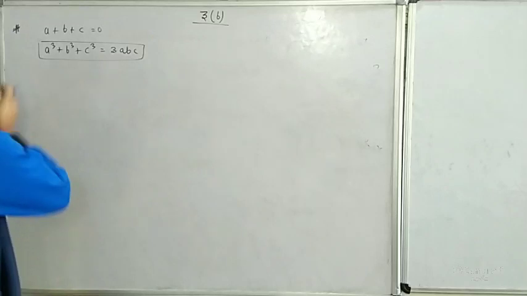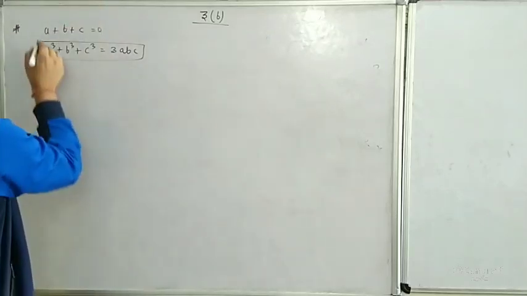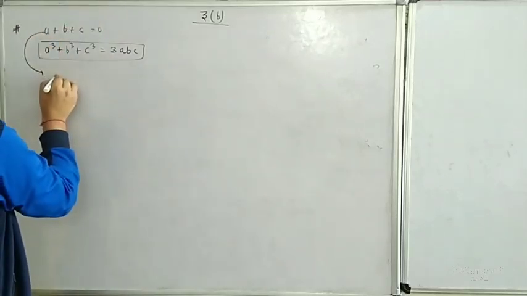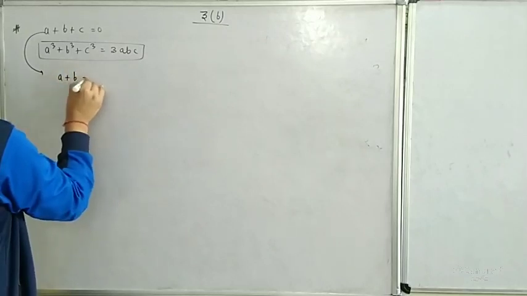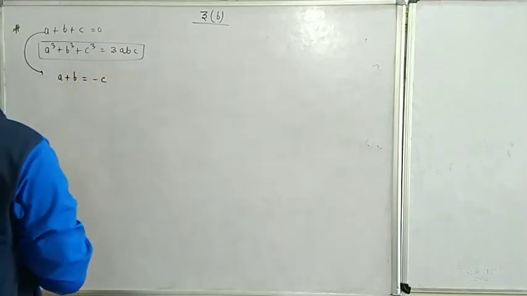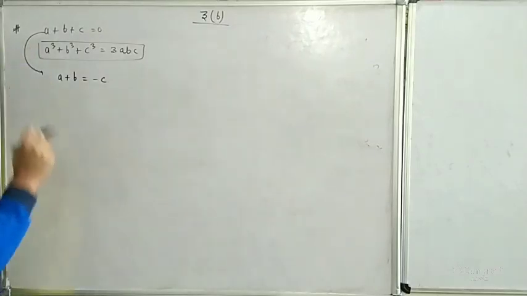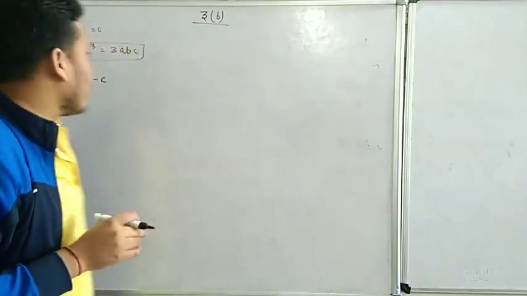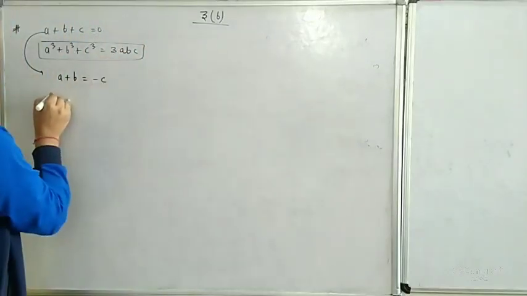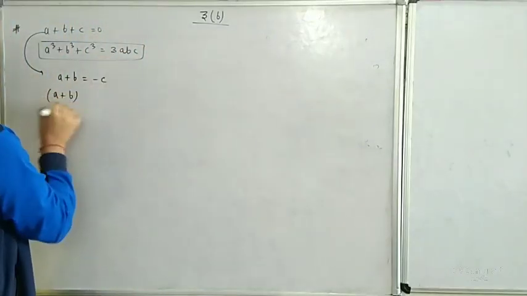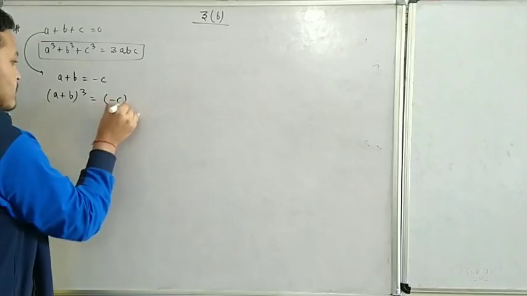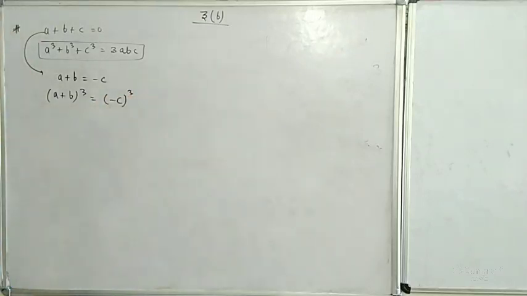Now a plus b plus c is equal to 0, so let a plus b be equal to minus c. Now the formula is in the form of the cube, so we have to cube both sides. So cubing on both sides, a plus b whole cube is equal to minus c whole cube.